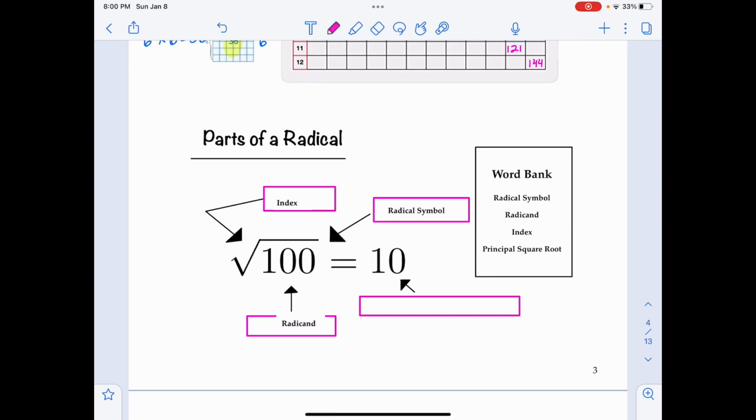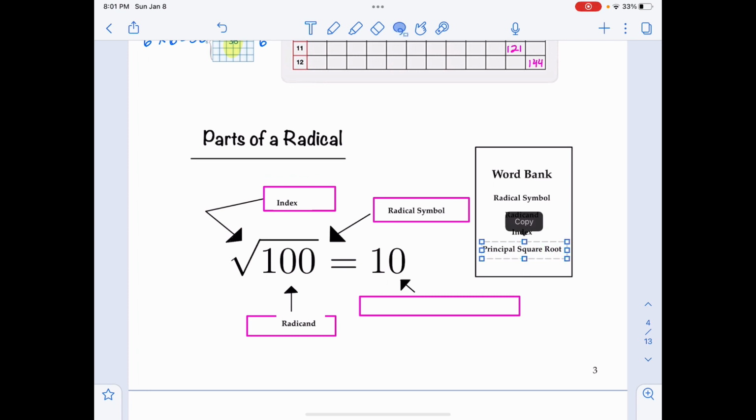Now, sometimes that index is a different number. Maybe it's 3. In that case, we're looking for a cube root, or 3 identical values that, when multiplied together, will give us the radicand. Or sometimes we have a 4th root, or a 5th root, or sometimes just an n root. But the point is that that's our index. That is where we determine what kind of root we're looking for. And if there's nothing there, then we're looking for a square root.